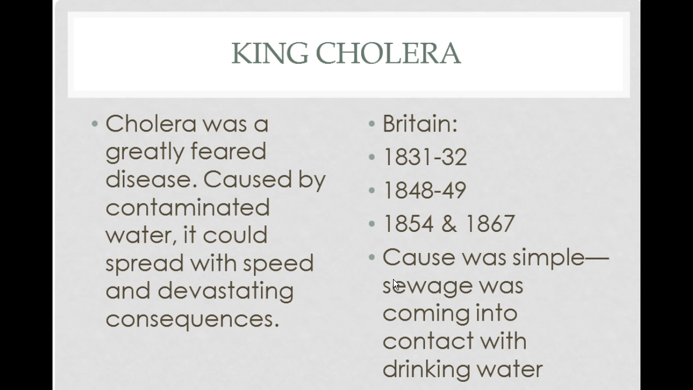The sewage gets into the drinking water, and it causes massive diarrhea, and you pretty much die of really quick dehydration in a pretty horrible way. It's going to be rampant at this time, especially in Britain. It's going to hit in 1831 to 32, 1848 to 49, 1854, 1867. They don't know what the cause is right off the bat. And then when they figure it out, they realize we need to clean up our cities. So Edwin Chadwick is going to become the most important reformer in this time period.